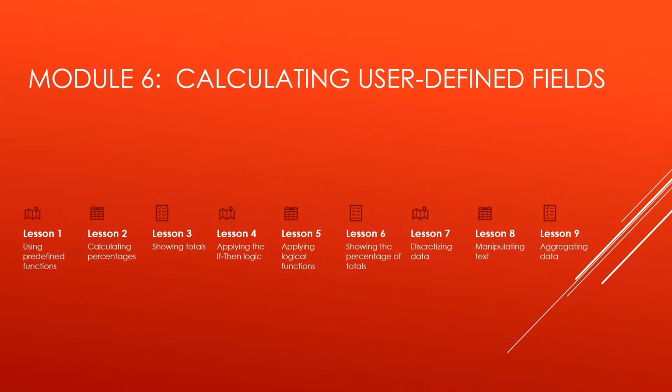Module 6 is all about calculating user-defined fields, and we have 9 lessons in this module. We're going to start by using predefined functions. We've already used 2 when we created calculated fields in here. We used count D, which is distinct count, and we also used date diff, but you're going to use more in this module. Then we're going to move on to calculating percentages and showing totals.